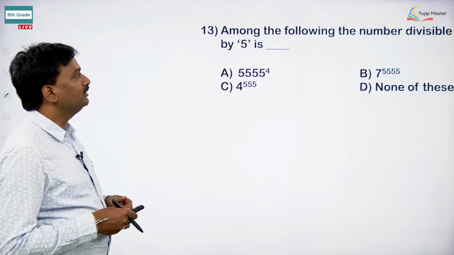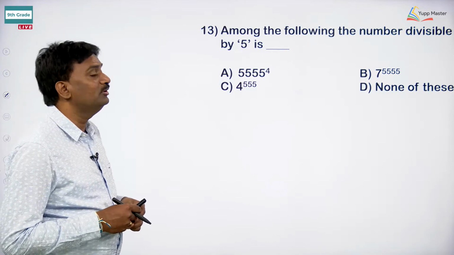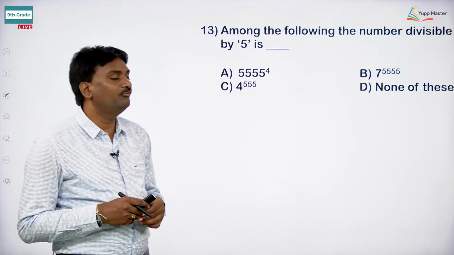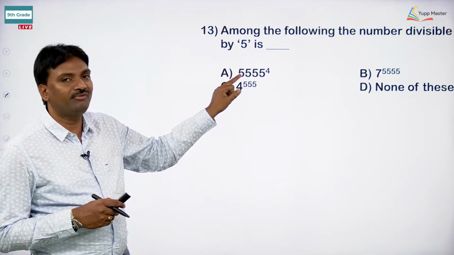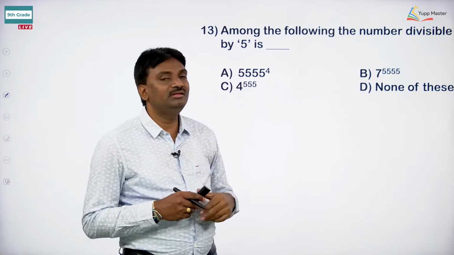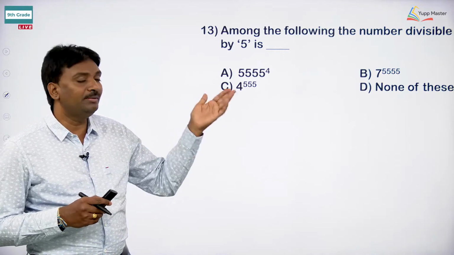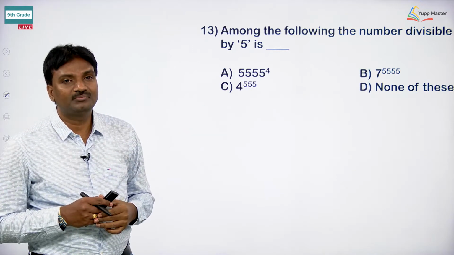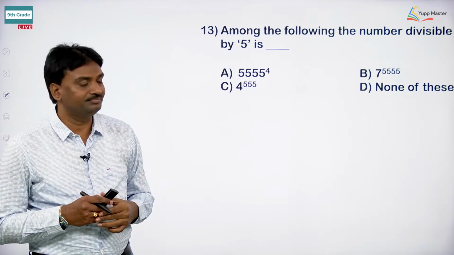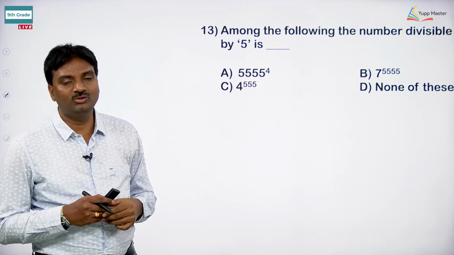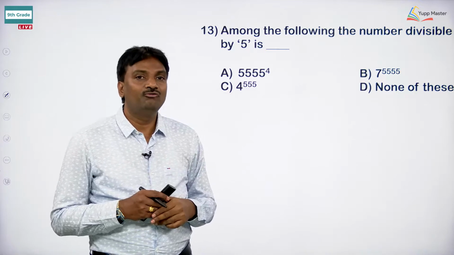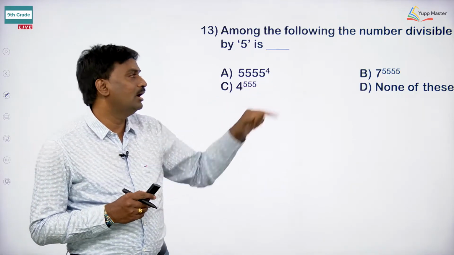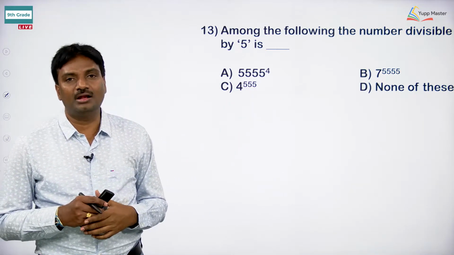Next, among the following, the number divisible by 5. Here also we have 4 options. Option A is 5555 power 4. Option B is 7 power 5555. Option C is given as 4 power 555. Option D is given as none of these.